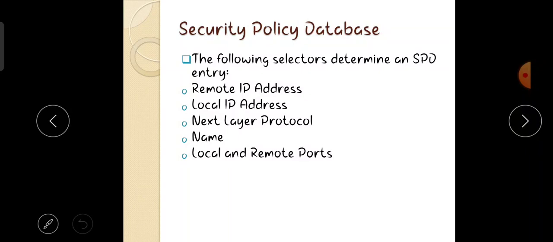The third one is the next layer protocol. The IP protocol header includes a field that designates the protocol operating over IP. It is the next layer protocol. The next one is the name, a user identifier from an operating system. It can be any name. The last one is the local and remote ports. This may be individual TCP or UDP port values, an enumerated list of ports, or wildcard ports.